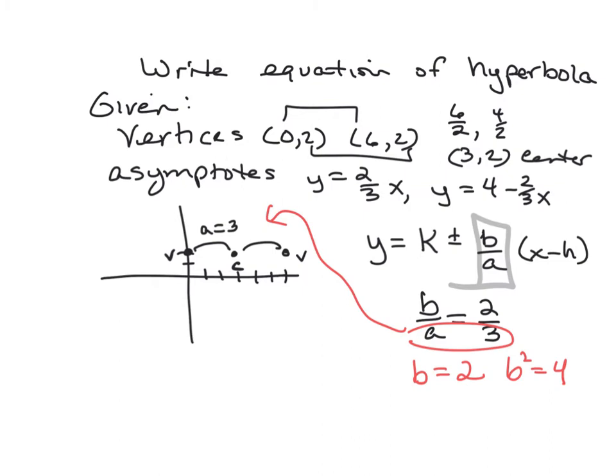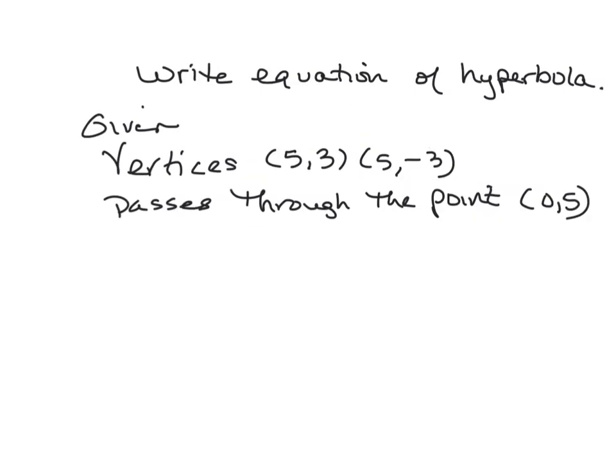So now I can fill in everything that I have. It's going to end up being x minus 3 squared over a squared, which is 9, minus y minus 2 squared over 4, which is the b squared, equals 1. Let me do one more example. This time I'm going to do an example where it passes through a point.